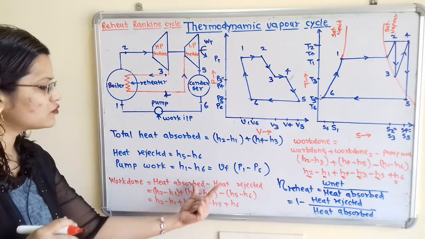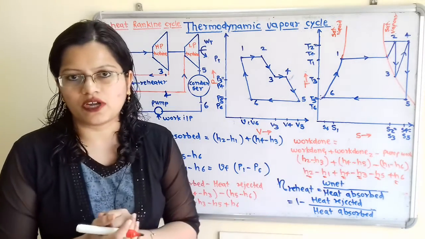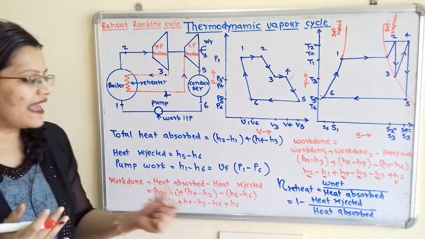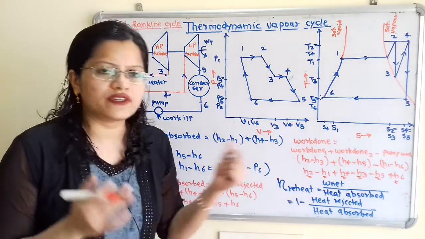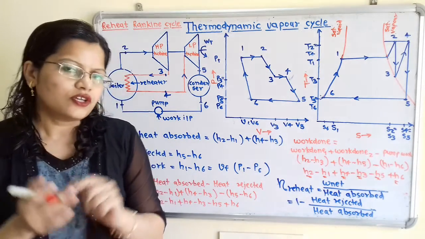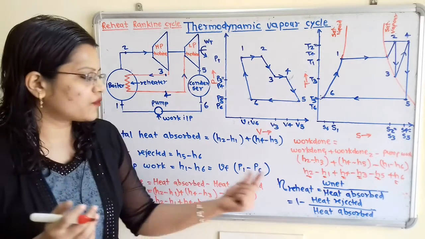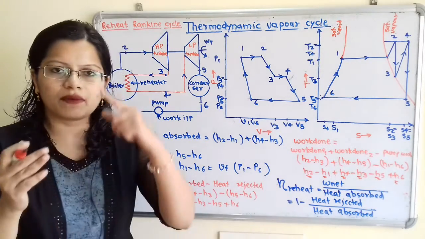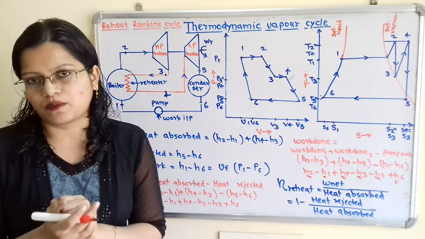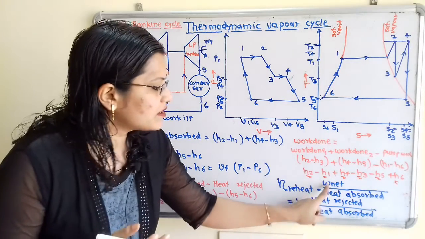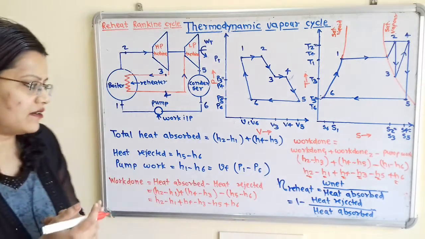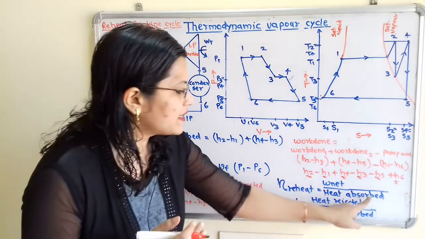So we can either use this formula or this formula. Now we have to calculate the efficiency of the reheat Rankine cycle. Again the same formula is there. We know that efficiency is nothing but work done by heat absorbed. This work done is nothing but W net that we have to take. So W net divided by heat absorbed.